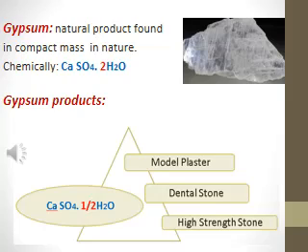Okay, now you may ask yourself how can we convert calcium sulfate dihydrate to calcium sulfate hemihydrate? This could be done by removing 1.5 molecule of water from each molecule of calcium sulfate dihydrate. This can be done, of course, by heating.